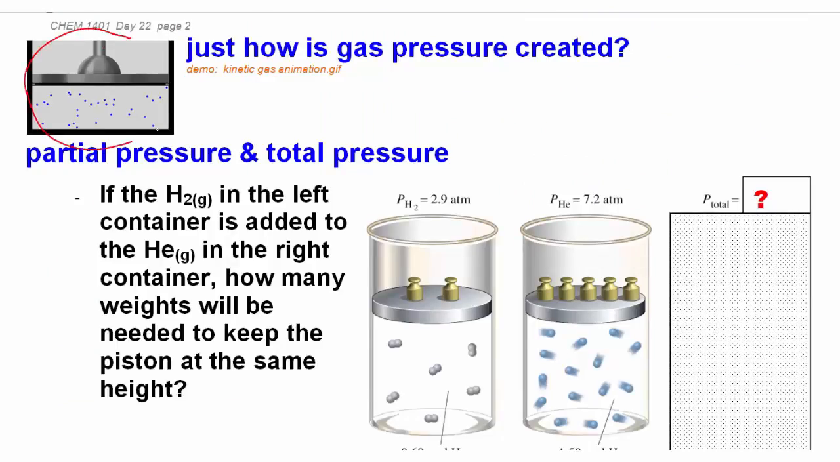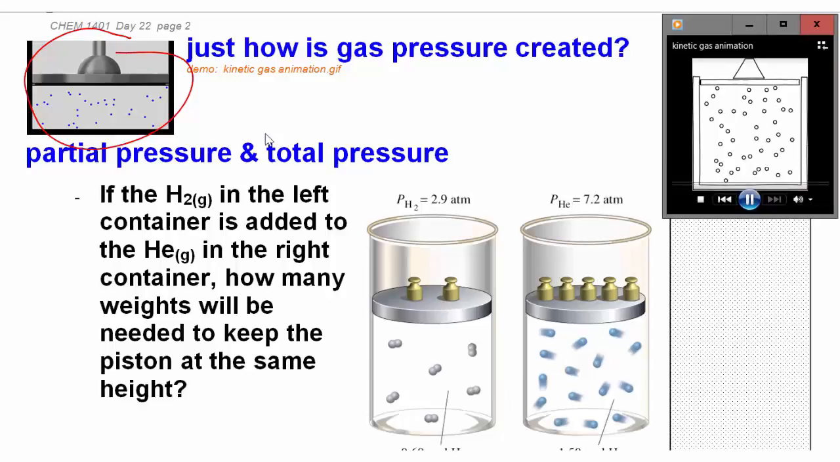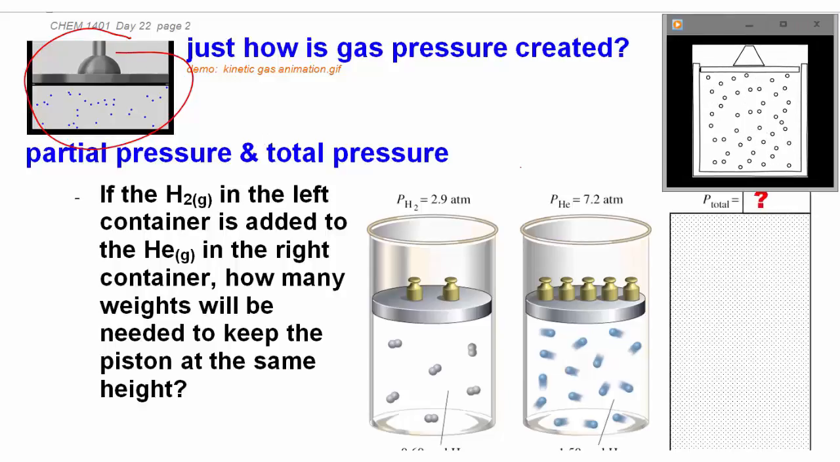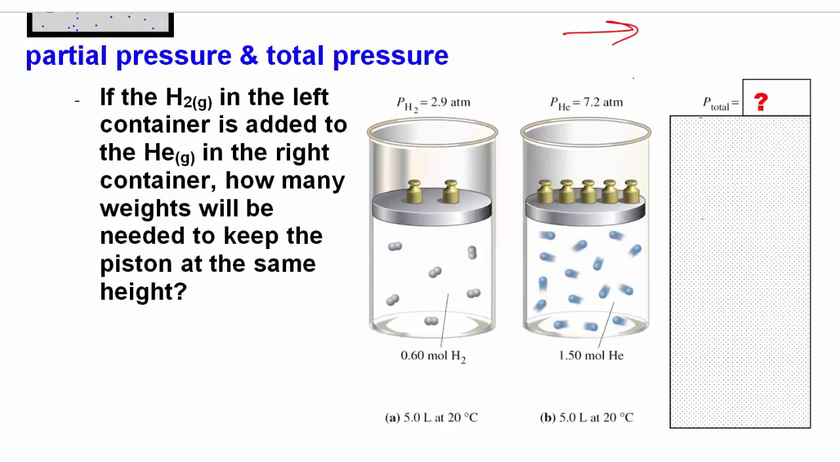Here's a static image of gas molecules striking a piston and keeping it pushed up. And this is perhaps a better animation of that same picture. You can see the moving gas molecules that keep striking the piston and keeping it up. So gas pressure is created by gas molecules striking the surface of the container, right? The harder they strike and the more often they strike, the higher the pressure. And how do you make them strike harder and more often? Just increase the temperature.